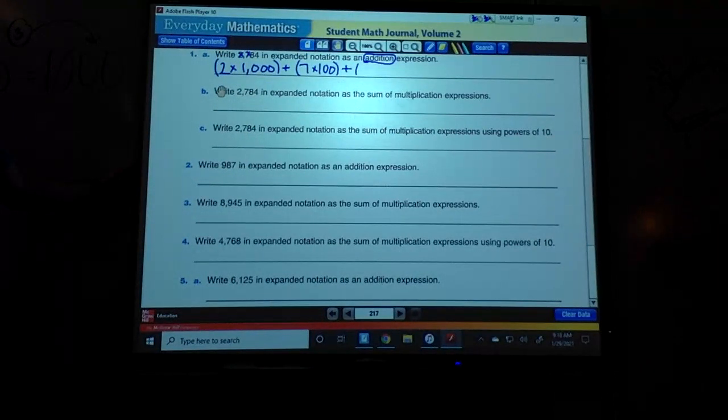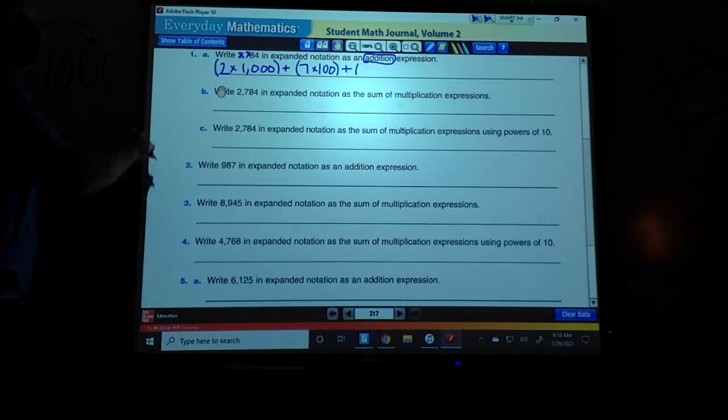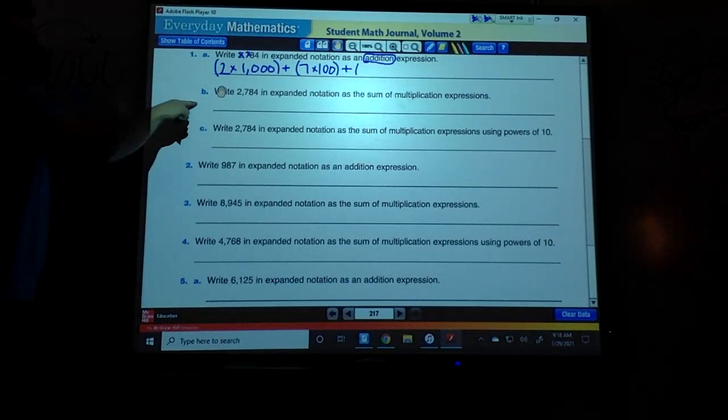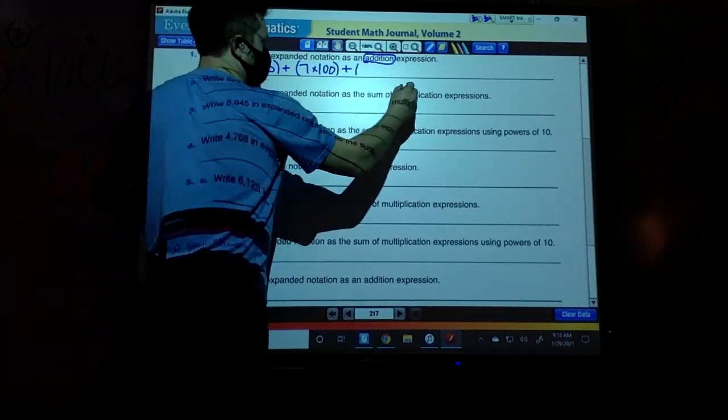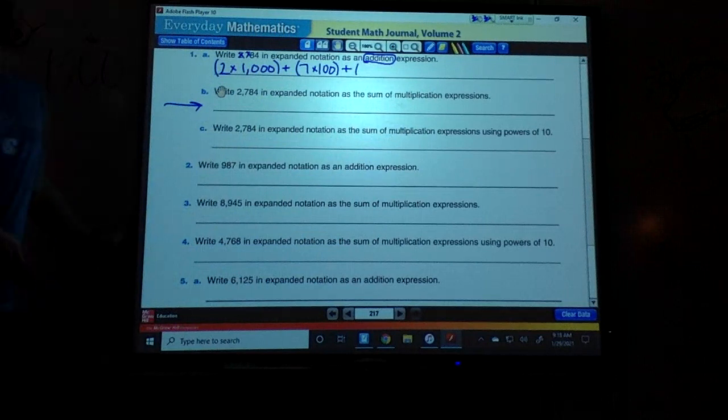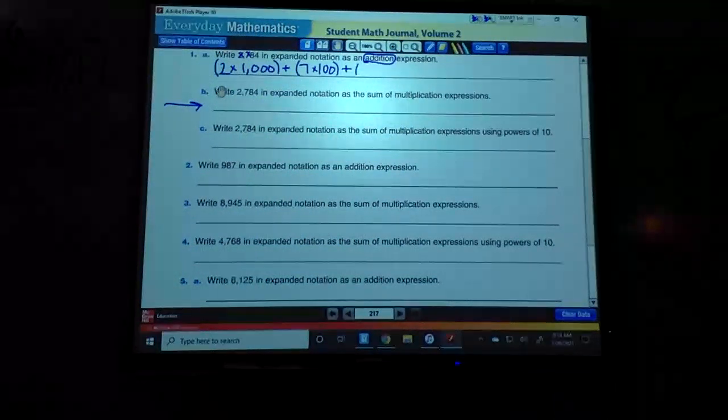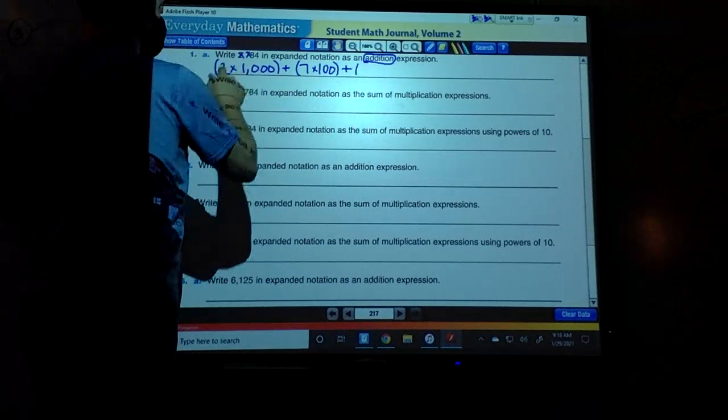8 times 10. Oh, we did this wrong. No, not really. We're just already ahead of them. We're doing this one. Well, that's fine. We'll flip it. See, they want multiplication expressions. We're doing the multiplication expression. That's fine. We're just ahead of them.